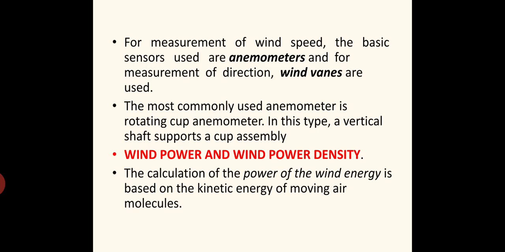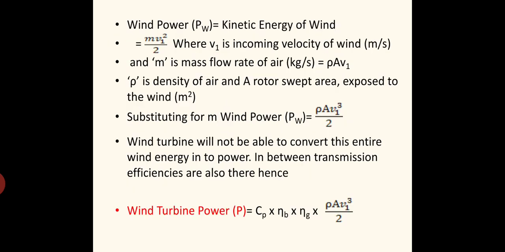Kinetic energy means half m v square, so it is directly dependent on the velocity of the wind. So wind power, that is what I mean by the power of the wind. Wind power equals the kinetic energy of the wind. So the kinetic energy expression, we know, is half m v square. So v1 is the incoming velocity of the wind, then it is m v1 square by 2, where m is the mass flow rate of the air in kilogram per second. Now we know that mass flow rate is calculated by rho into area into velocity. So mass flow rate m dot equals rho A v1, where rho is the density of the air.